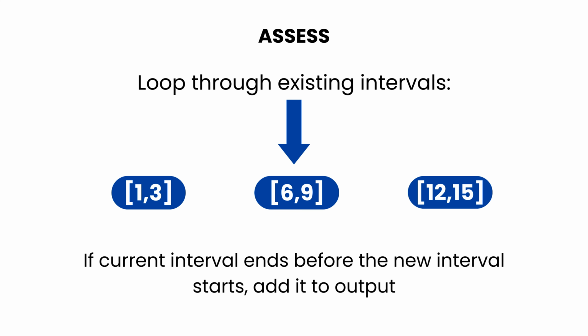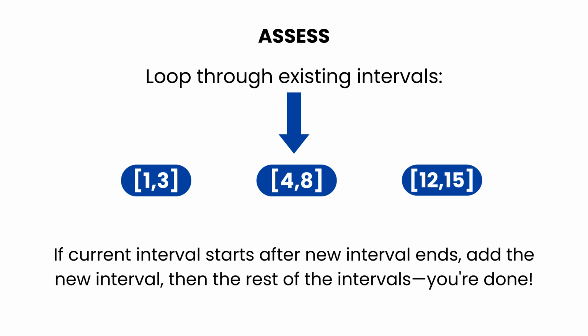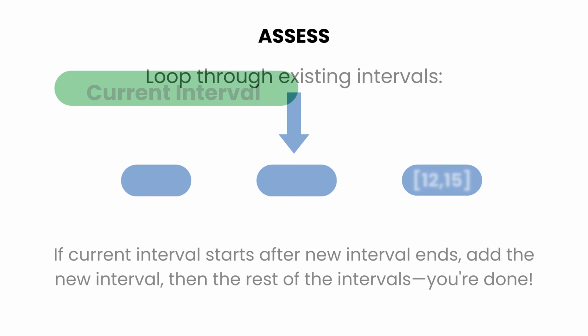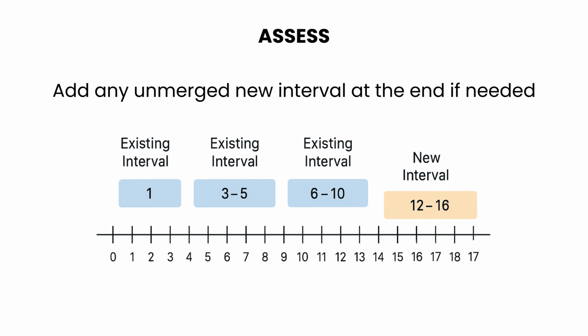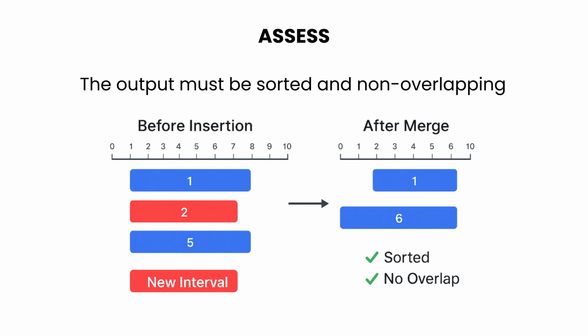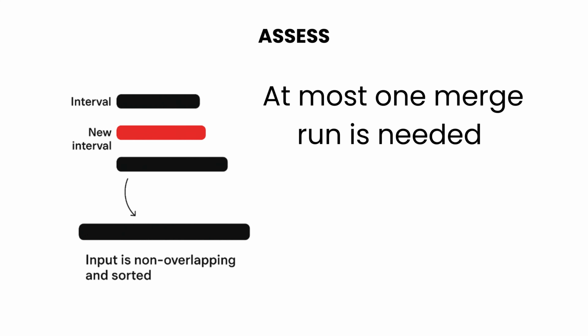Loop through the existing intervals. If the current interval ends before the new interval starts, add it to the output. If the current interval starts after the new interval ends, add the new interval, then the rest of the intervals, and you're done. If there's overlap, merge: update the new interval's start to min(cur.start, new.start) and end to max(cur.end, new.end). Add any unmerged new interval at the end if needed. Let's clarify: the output must be sorted and non-overlapping. At most one merge run is needed, since the input is non-overlapping and sorted.